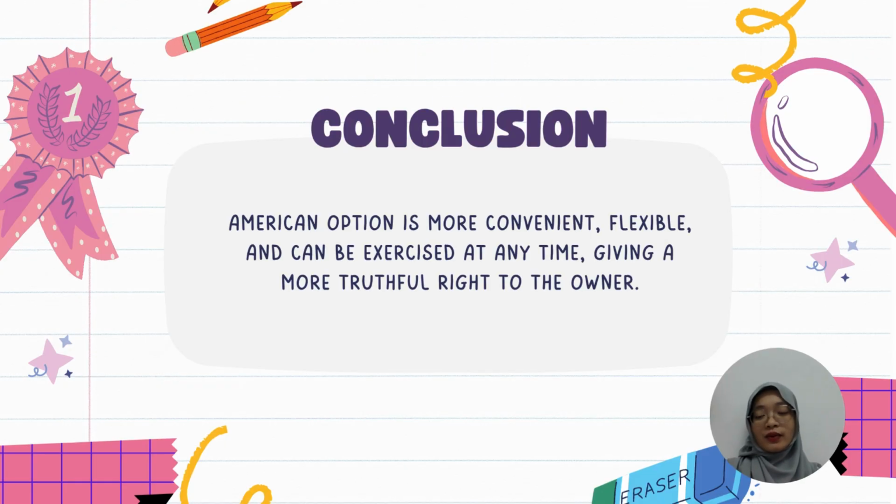In conclusion, we notice that American and European options differ in how the option value is calculated at time t. Therefore, to choose between the two situations, we choose American options since they are more convenient, flexible, and can be exercised at any time, giving a more truthful right to the owner.